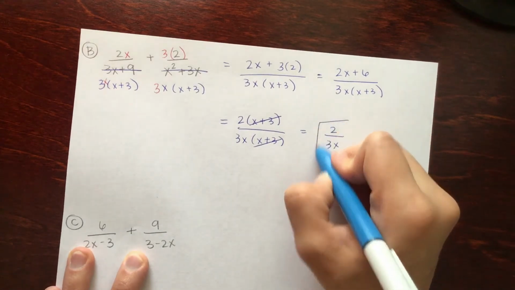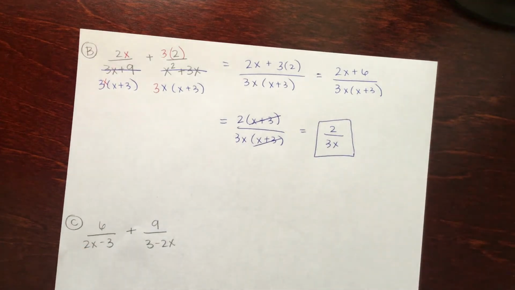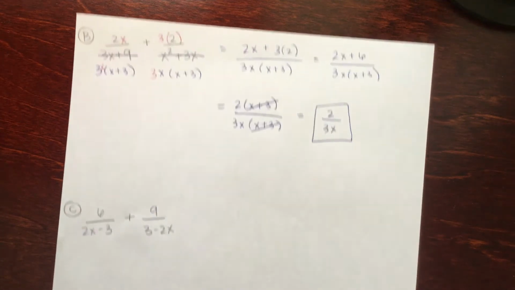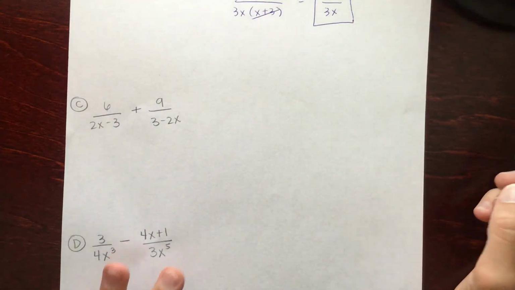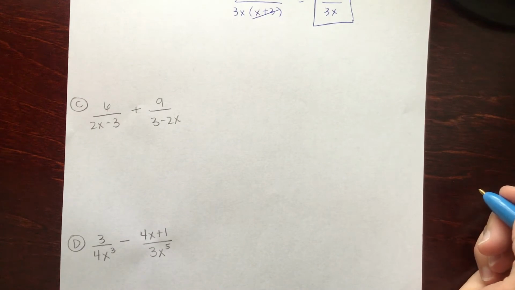2/3 doesn't simplify any further, so this is going to be 2 over 3x. This is a really good example to show you every single step that would happen if you have a more difficult problem. For the most part, though, you're going to have a little bit more basic problems to practice, like C and D. So in C, you're going to have to use the tricks we talked about in the past.